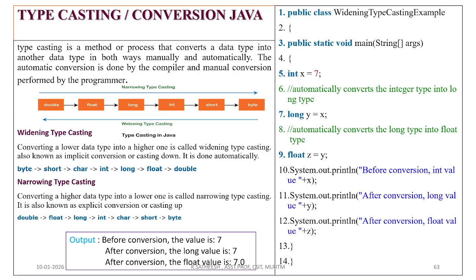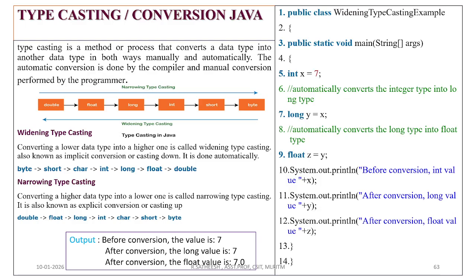Whereas coming to the manual conversion, when you want to convert from a higher data type to a lower data type, then there is a loss. At that time we need to do the typecasting. Initially there is a diagram: double, float, long, int, short, byte. First, narrow casting. The flow is from double to float, float to long, long to int, short.